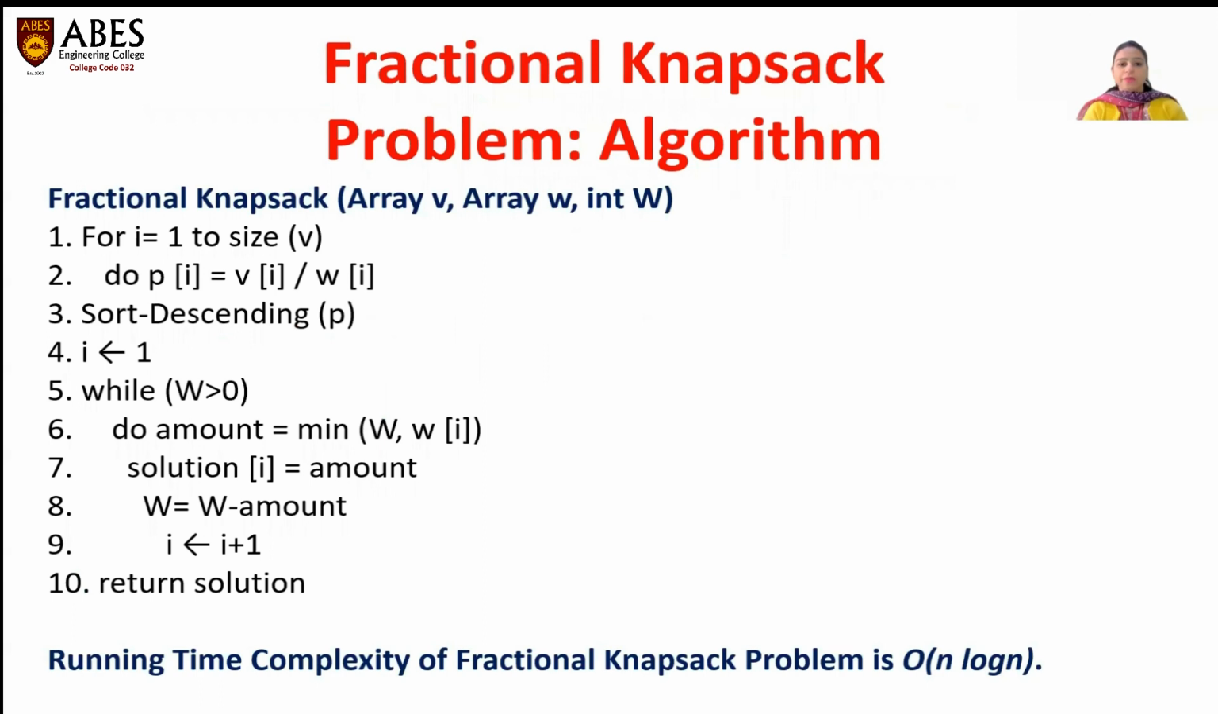Moving on to the fractional knapsack algorithm, here we have two arrays. The first array is indicated by V, the values. Another array consists of the weights of the items, where the total capacity is denoted by capital W, and i is equal to 1 to the size of V, that is the size of the weight array. We have to calculate Pi, where Pi is calculated as Vi divided by Wi.